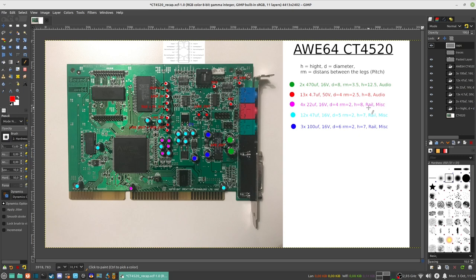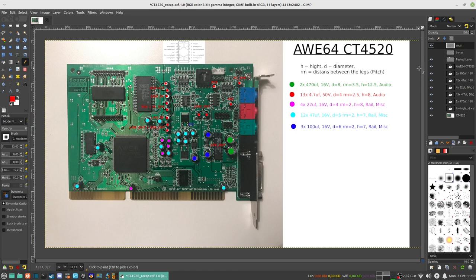So we can see some other ones here. It says rail or MISC, and we'll get to the MISC part later. That's basically, I couldn't fully identify what they do, but they should not be directly related to audio. So yeah, we can see the card here.